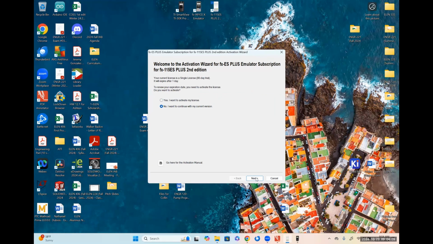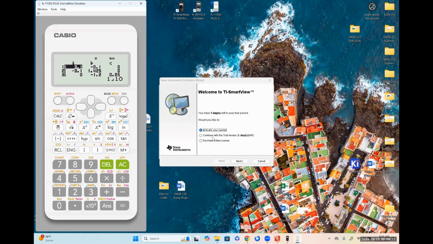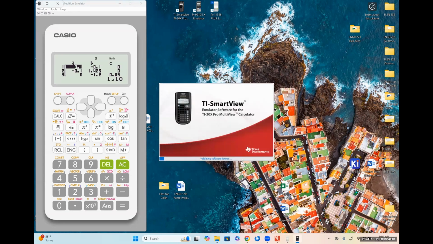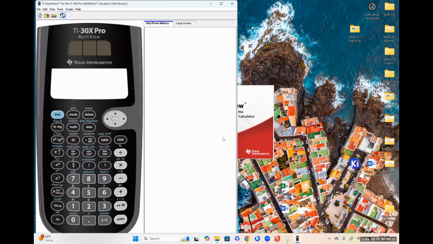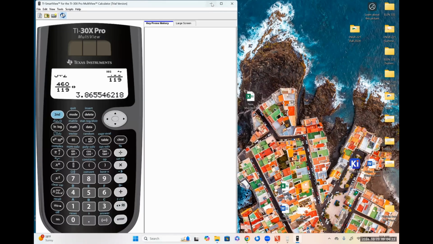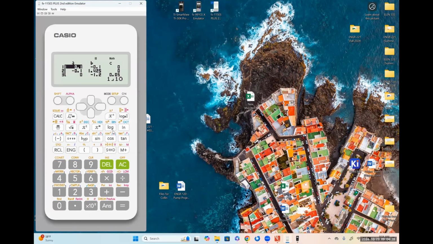Continue with the current version. Oh my God, I only have 1 day left on the trial version. I don't want to pay for this. All right, so I've got those things open. Let me just clear everything out. And we'll go from there.